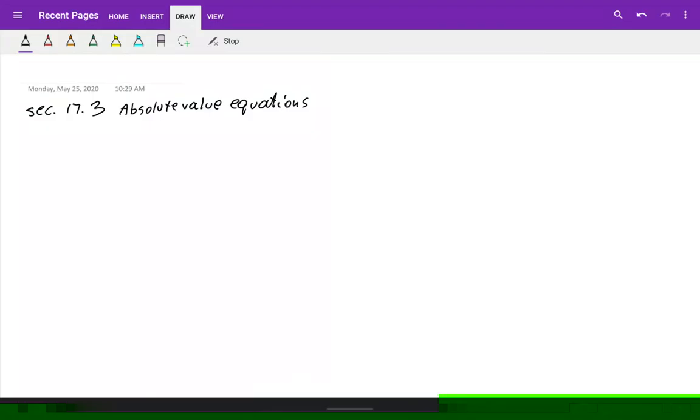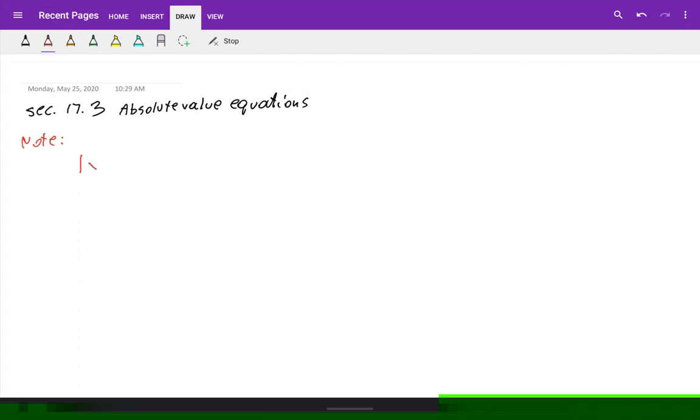Okay, so this video is from section 17.3. 17.3 is about solving equations which have absolute value. So let's write a note, let's review. This is the definition of absolute value.